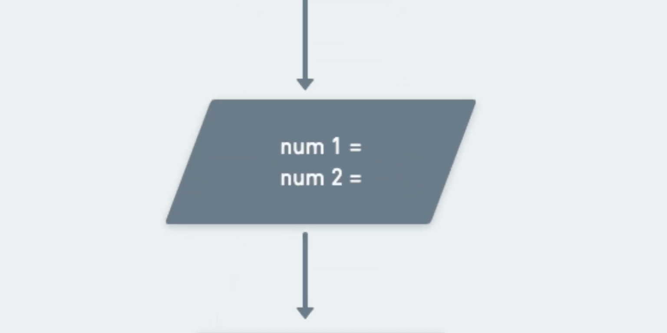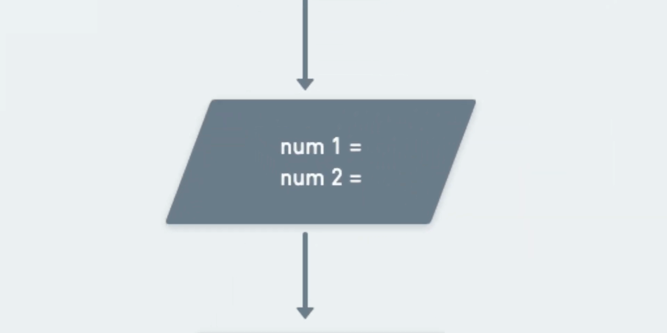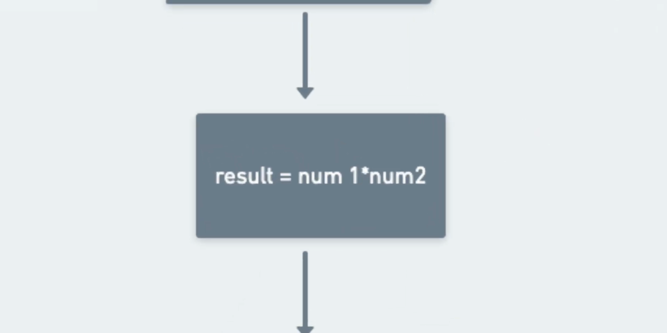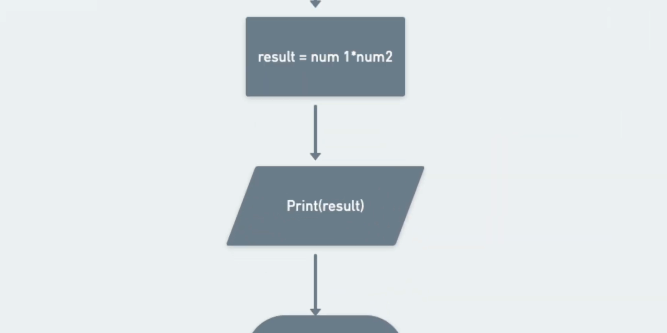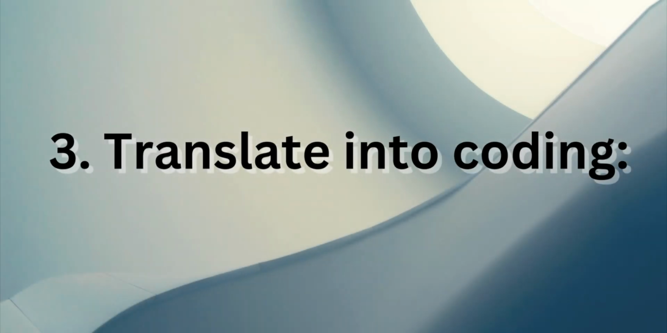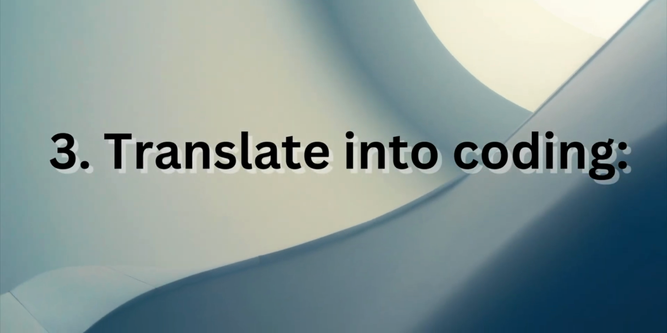Step 1. Input the first real number, number 1. Step 2. Input the second real number, number 2. Step 3. Compute the product. Result equals number 1 times number 2. Step 4. Output or print the result. Print result. Step 3. Once we have our algorithm, we can translate that into programming languages like Python.